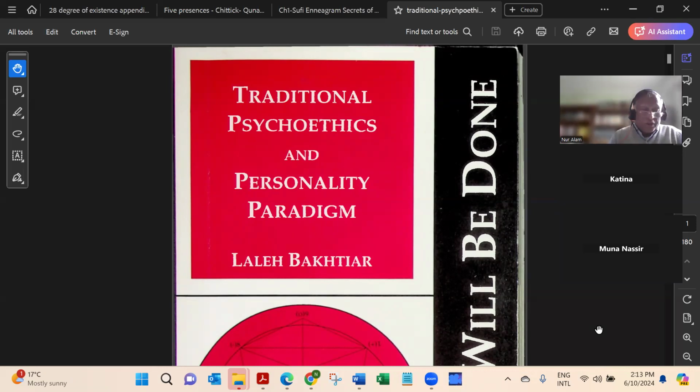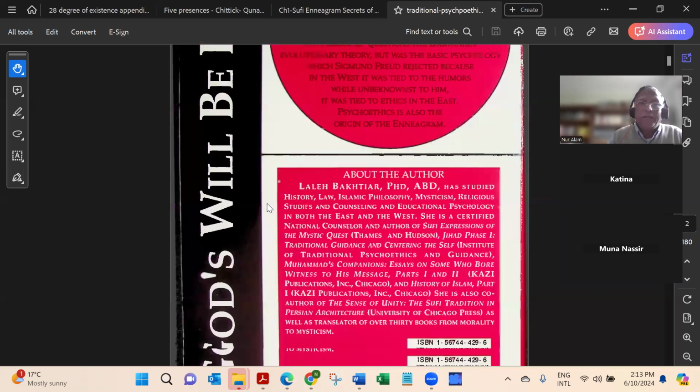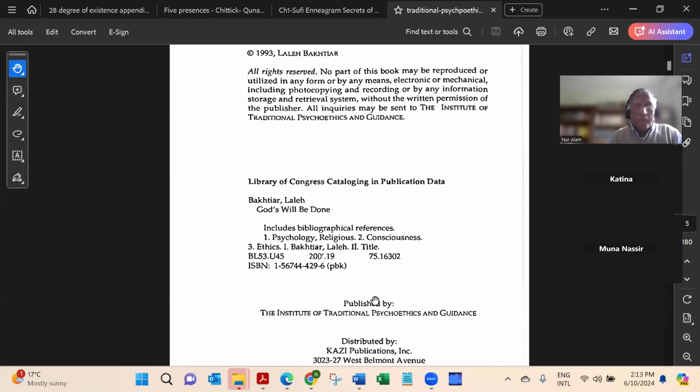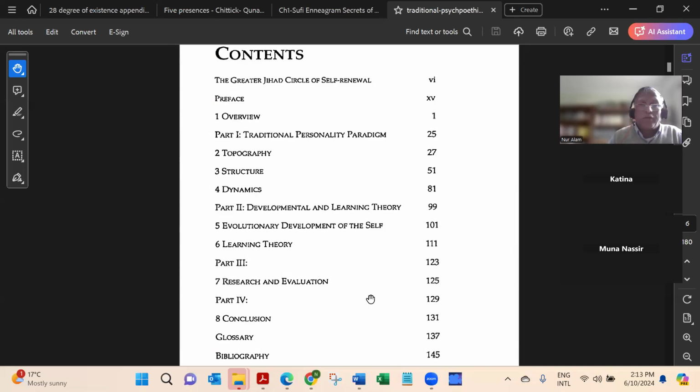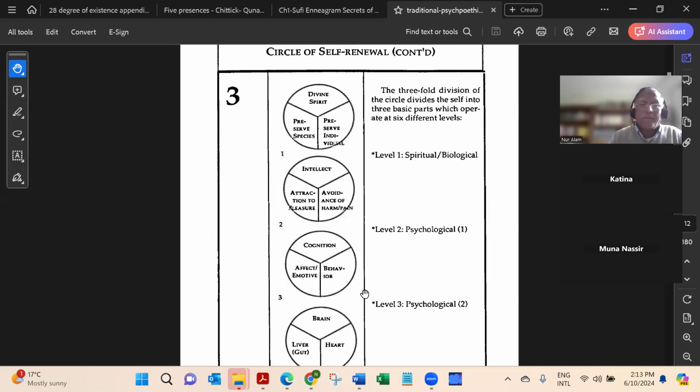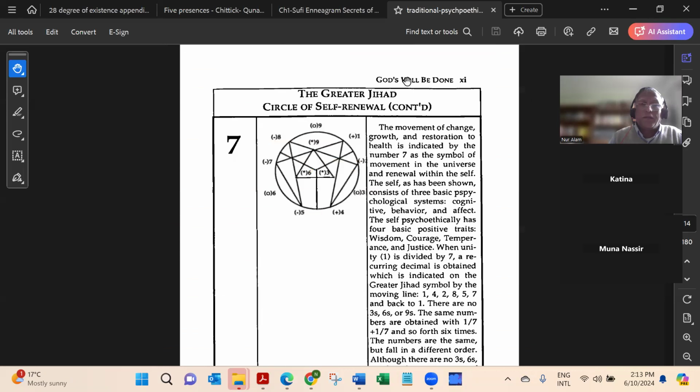As I mentioned last week, we have gone through briefly the Enneagram diagram, those 9 numbers. Mainly what we have discussed was number 7, as explained in this introductory page, which says that the movement of change, growth, and restoration to health is indicated by number 7 as the symbol of movement in the universe and renewal within the self.